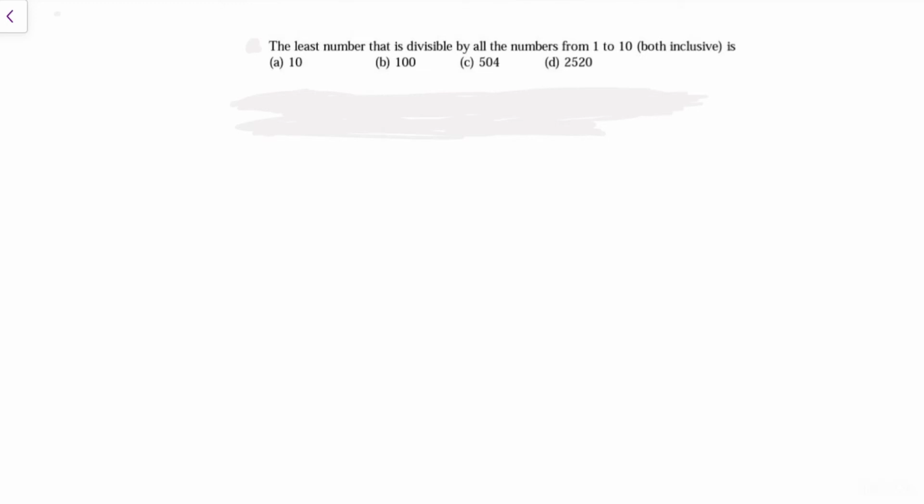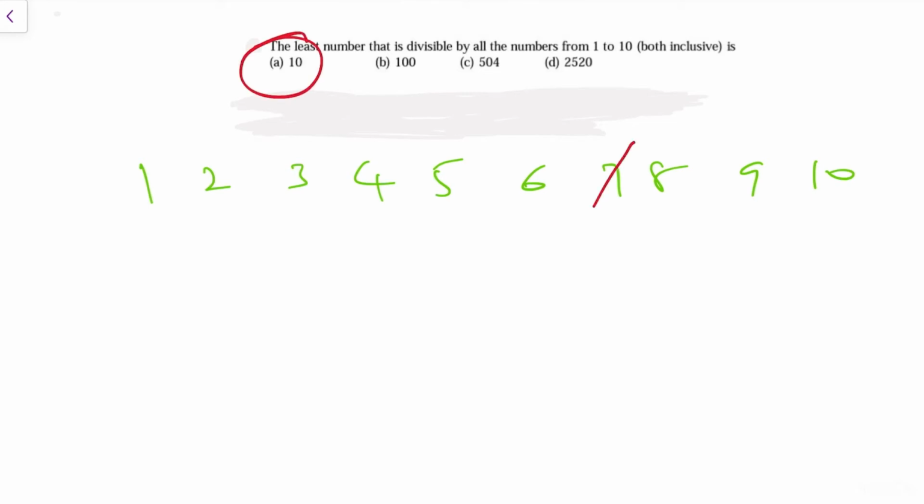The least number that is divisible by all the numbers from 1 to 10. It means the given number should be divisible by 1, 2, 3, 4, 5, 6, 7, 8, 9, 10, every number. Let us check the first option. Here the first option is 10. 10 is not at all divisible by 7. 10 is not divisible by 3, not divisible by 8, not divisible by 6, and not divisible by 4 also. So I can clearly remove our first option.